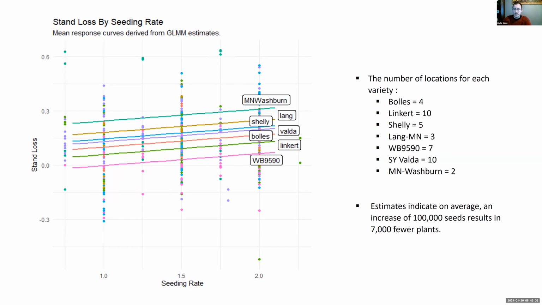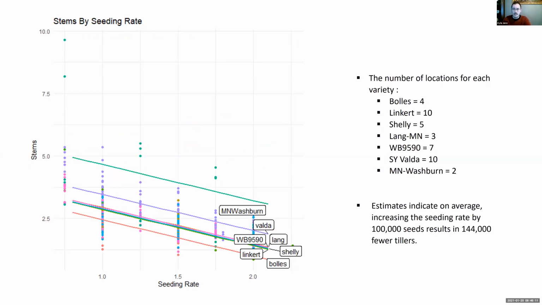Something similar was done with stems. So looking at tillering here, again, when we see an increase in the seeding rate, the number of stems decreases. So on average here, we'd say about for an additional 100,000 seeds, we might result in about 144,000 fewer tillers. And that's an average across all of them. That would be a mean response across all of the different varieties. But I have them separated out here if you're interested to see the variations in the varieties.